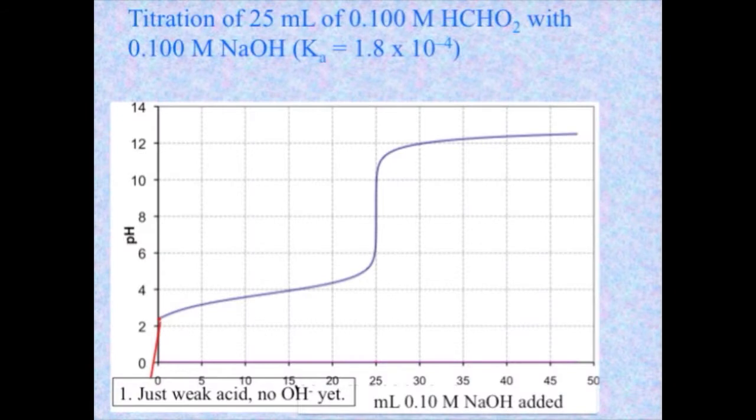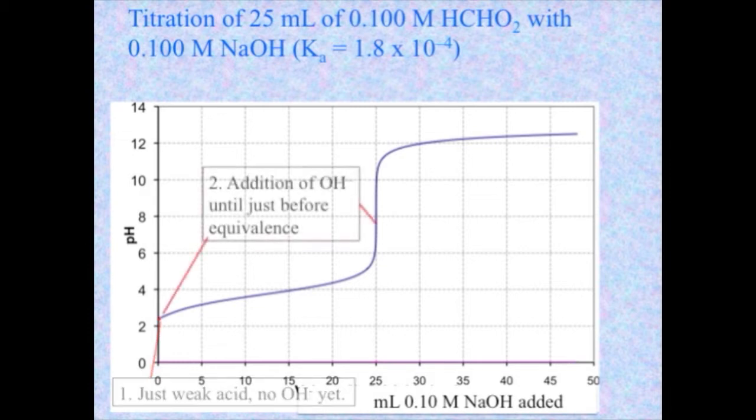Now let's take a look at the titration of 25 milliliters of 0.1 molar weak acid with 0.1 molar sodium hydroxide. And we're given the equilibrium constant for this weak acid as 1.8 times 10 to the minus 4. Before we add any hydroxide, we have the first type of calculation to do, which is simply finding the pH of 0.1 molar weak acid.